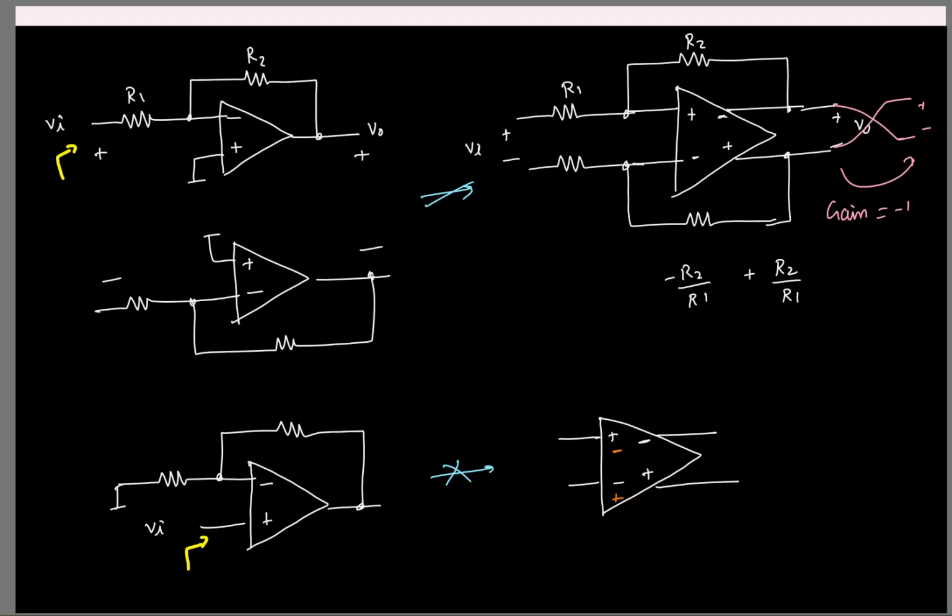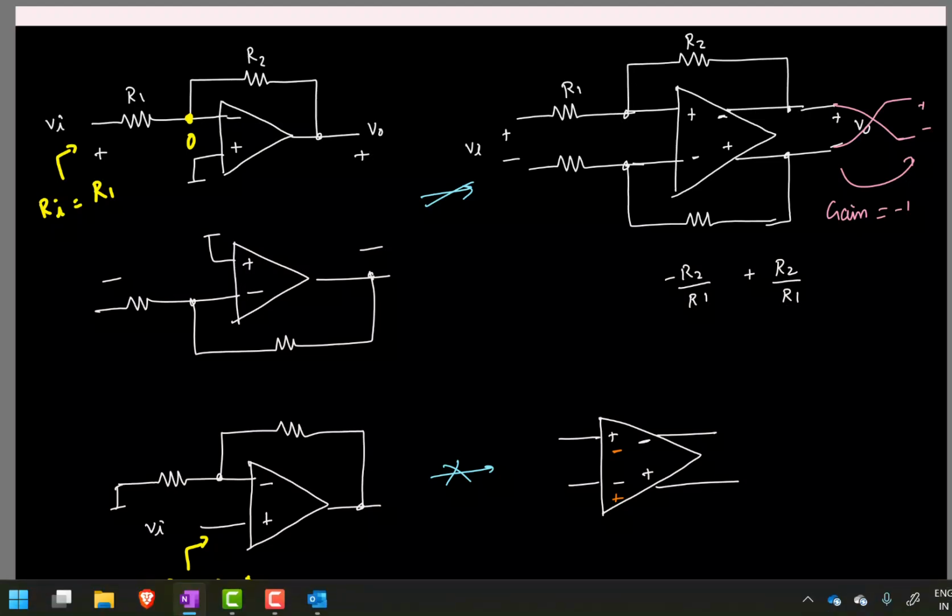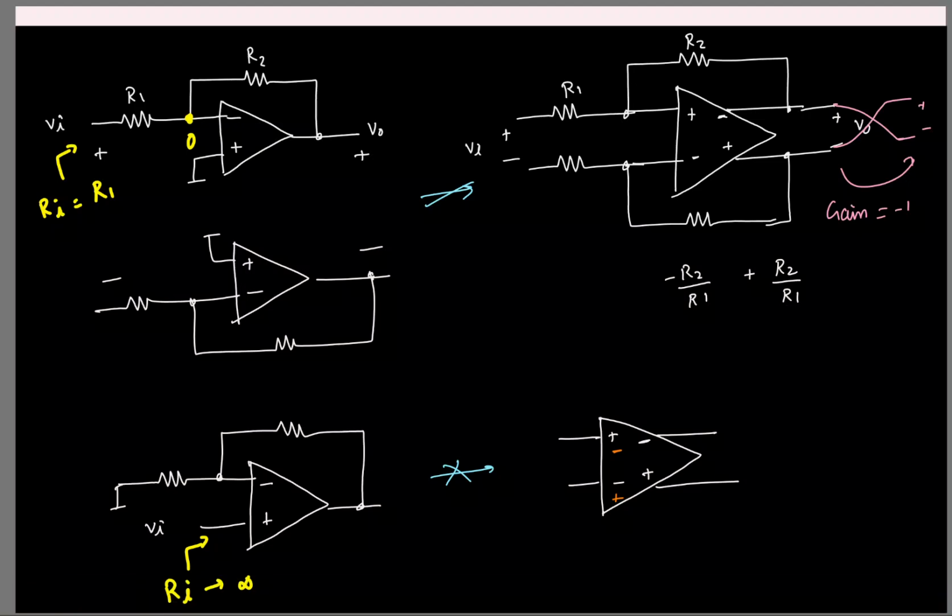Input resistance, right? So what is the input resistance looking here? See, if the op amp is ideal, what is this potential? 0. So what is the looking-in resistance? R1. What is the input resistance here? Infinite. So in fact, this is basically sensing your voltage with an infinite input resistance. So it doesn't draw any current from the previous circuit and senses it. So in a way, this could be good.